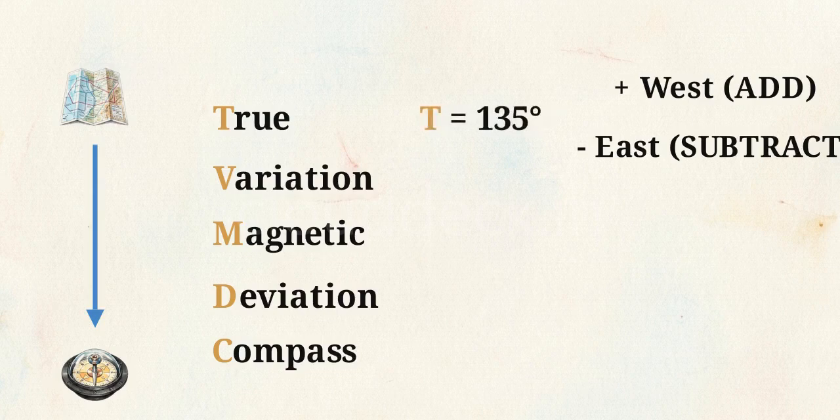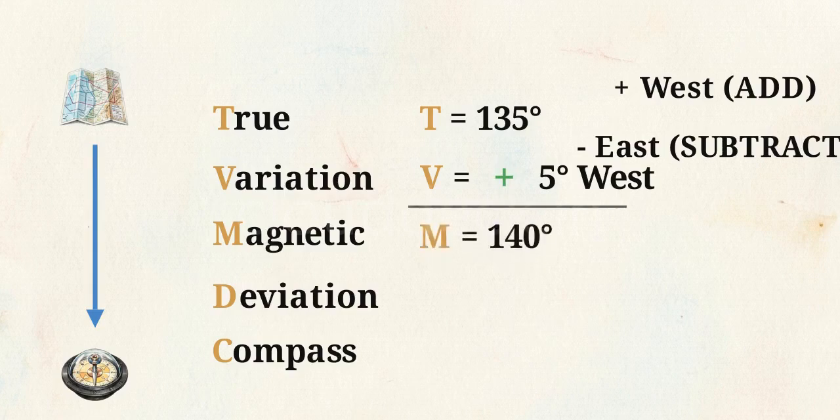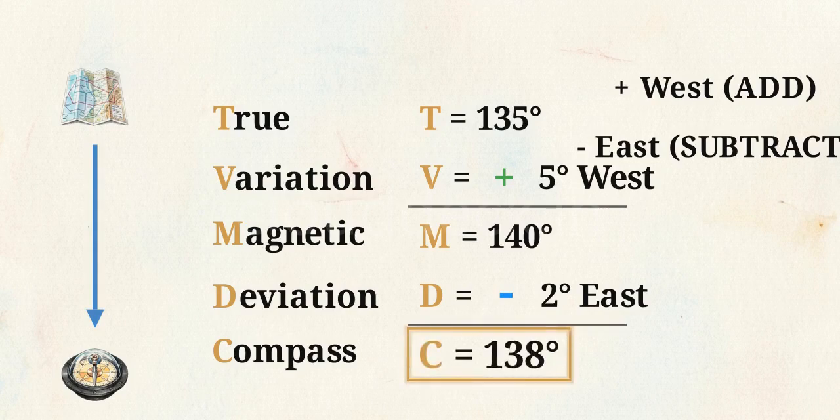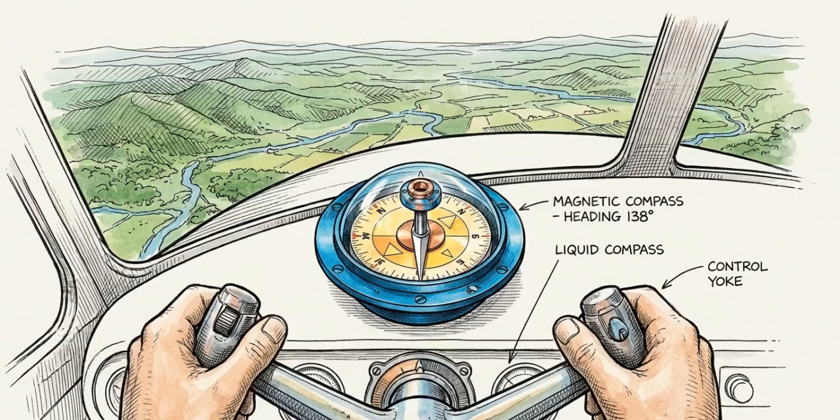Let's apply this to a planned flight. Your chart shows a true course of 135 degrees. The local variation is 5 degrees west. Moving down the chain, we add west. 135 plus 5 equals a magnetic heading of 140. Inside the aircraft, your specific deviation is 2 degrees east on this heading. We subtract east. 140 minus 2 leaves a final compass heading of 138 degrees. To fly exactly 135 degrees over the ground, the pilot must steer 138 degrees on the compass.